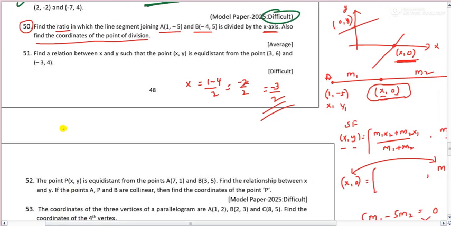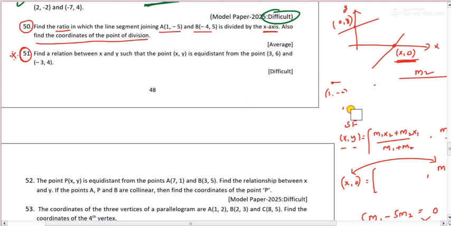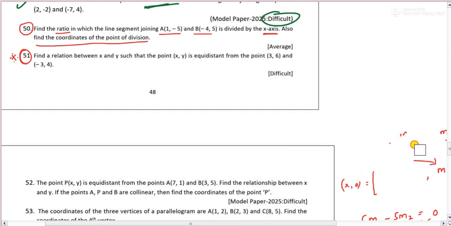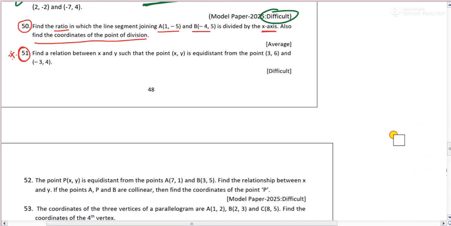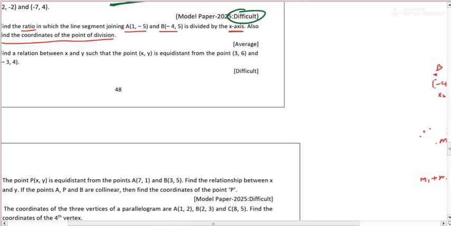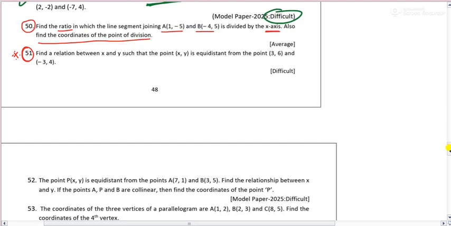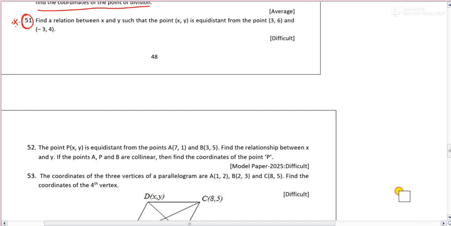So shall we go to the next question? This is a very, very important question. Question number 51. This is there in your textbook as well. Most students don't practice exercise questions, but this is a question from the exercise only, I guess. It's easy. So have you tried this earlier? Can anyone tell me how you are going to solve this?